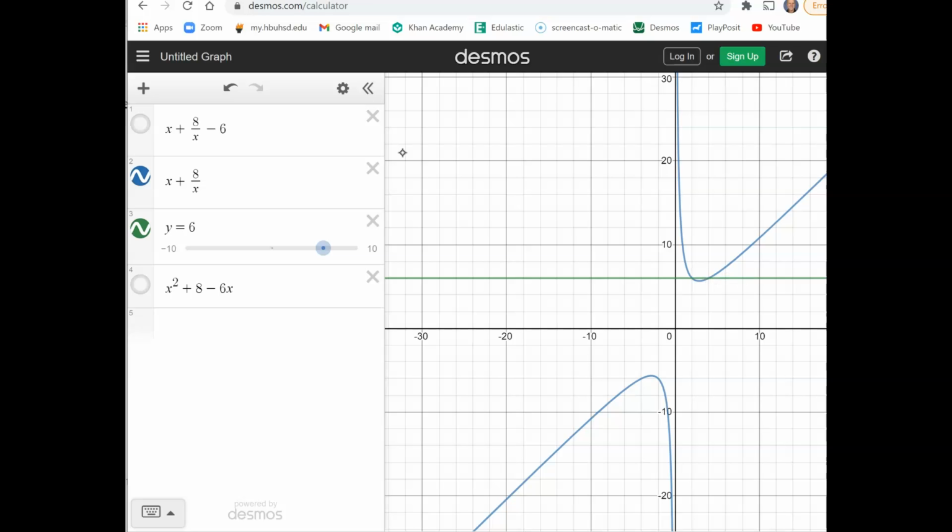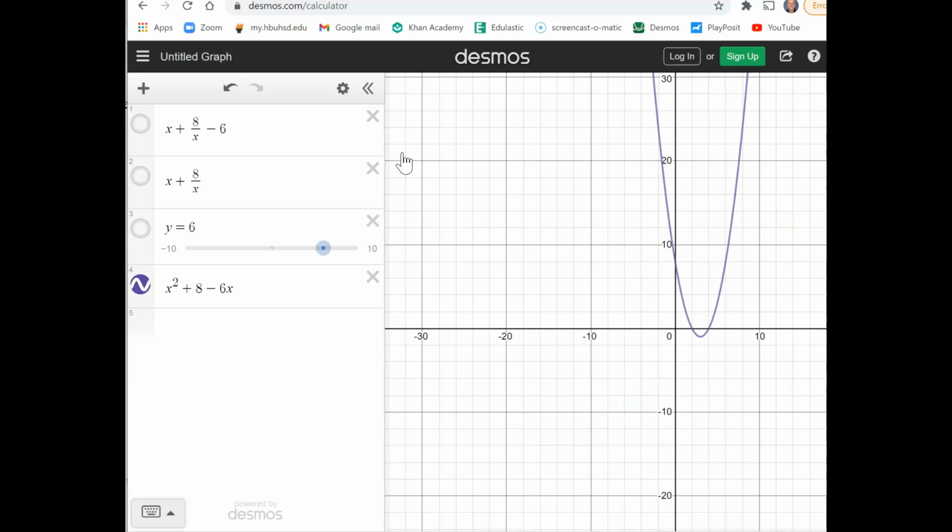Just a word of caution, I told you don't multiply everything by x, right? So what would happen if we did multiply everything by x? We get a completely different function, and this function is not positive in only the same places. It's also positive here in the negative area, and we don't want that. Okay, so that would be a mistake. All right, I hope you found that example helpful.